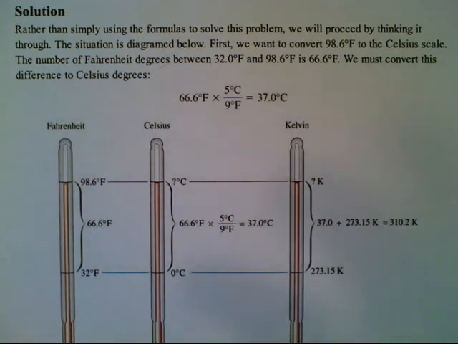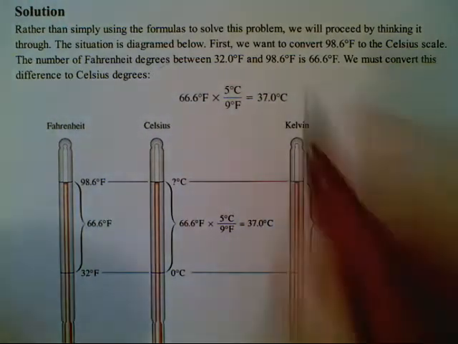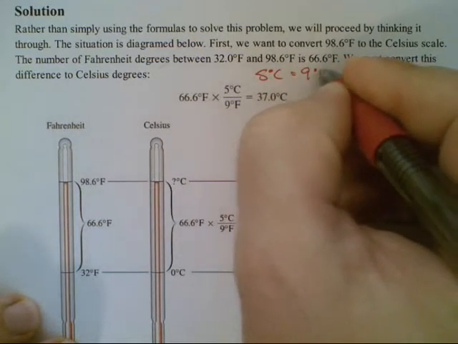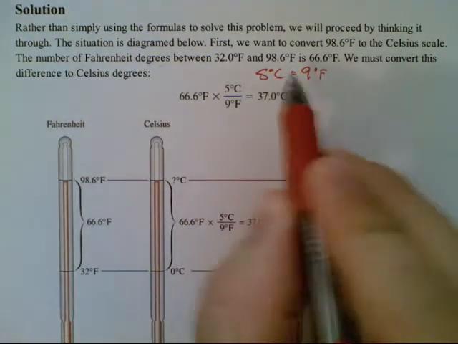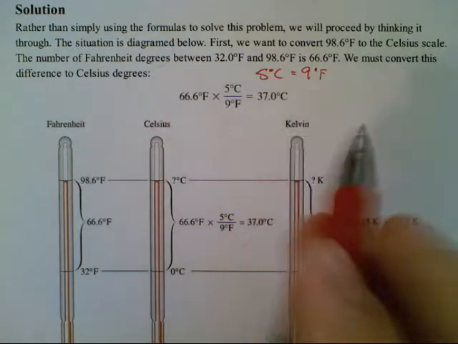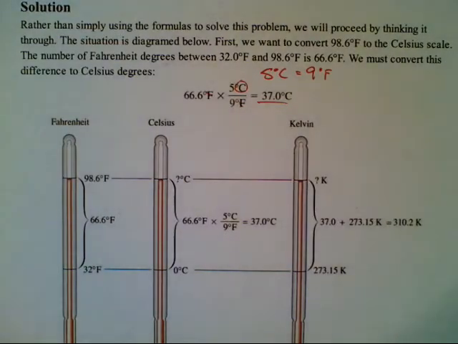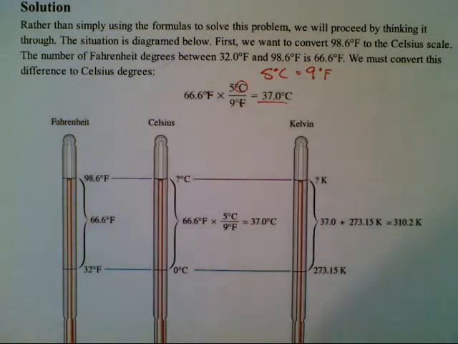Now, through your reading, you should see that the conversion I'd use here is things that are equal. 5 degrees Celsius is the same as 9 degrees Fahrenheit. So that's your statement of equality. I can make a conversion factor out of this statement of equivalency. I'm going to put the degrees Fahrenheit on the denominator so that the degrees Fahrenheit cancel out. I am in degrees Celsius, and I get 37.0 degrees Celsius. Again, using the 66.6 to tell me that there are 3 significant figures I need to report in my answer.